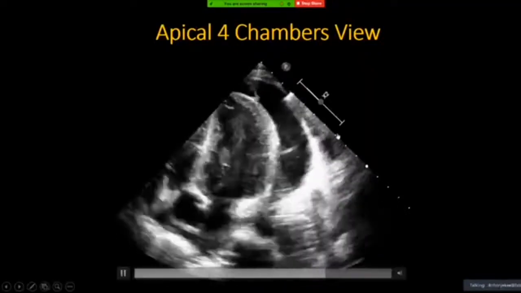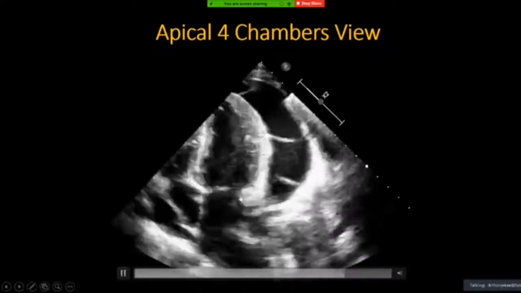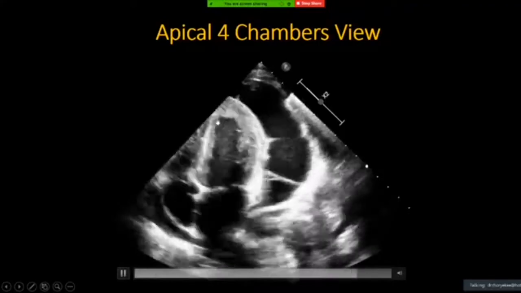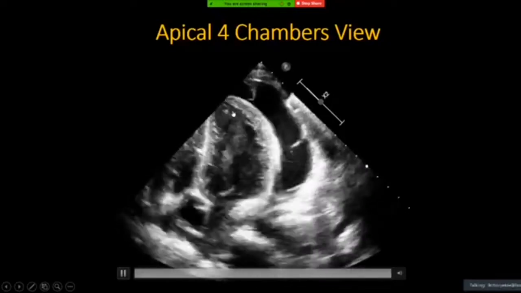Okay, then after that, similarly, we look at the valve. The valve seems to be quite okay. And then we look at the septum. The septum seems to be okay, although it looks slightly deviated, it's not straight. And then after that, we look at the contractility. The contractility is okay.